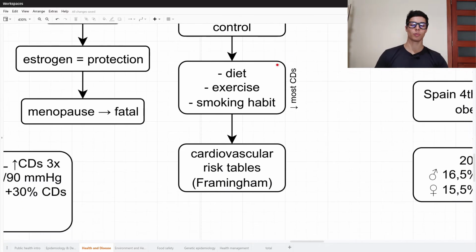Prevention and control. Well, the diet, the exercise and the smoking habit. These three alone, if we control these three, they will lower most cardiovascular diseases. And then we have the cardiovascular risk tables. These are tables that have been done using the Framingham study, and they will tell us if we are at risk of contracting cardiovascular diseases or not.